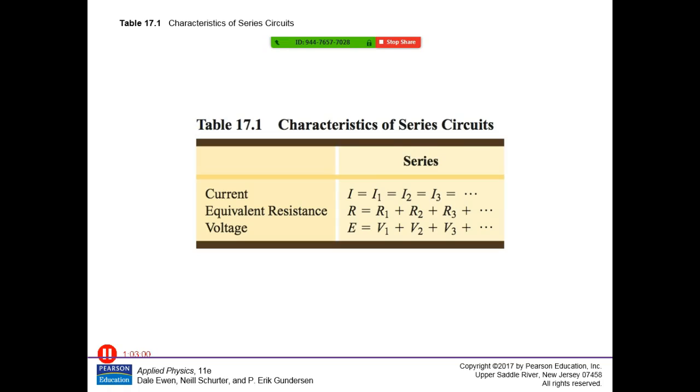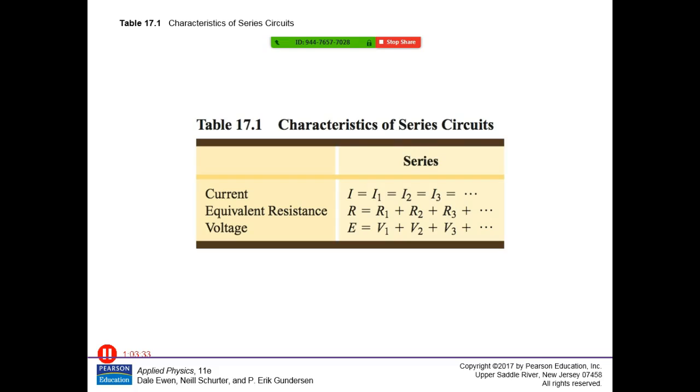This is the summary characteristics of a series circuit. The same ones we listed earlier. Your current through each resistor is the same, because a series circuit only has one pathway. Charges are neither created nor destroyed, so you have the same current going through everything. So I is equal to I1 is equal to I2 is equal to I3.